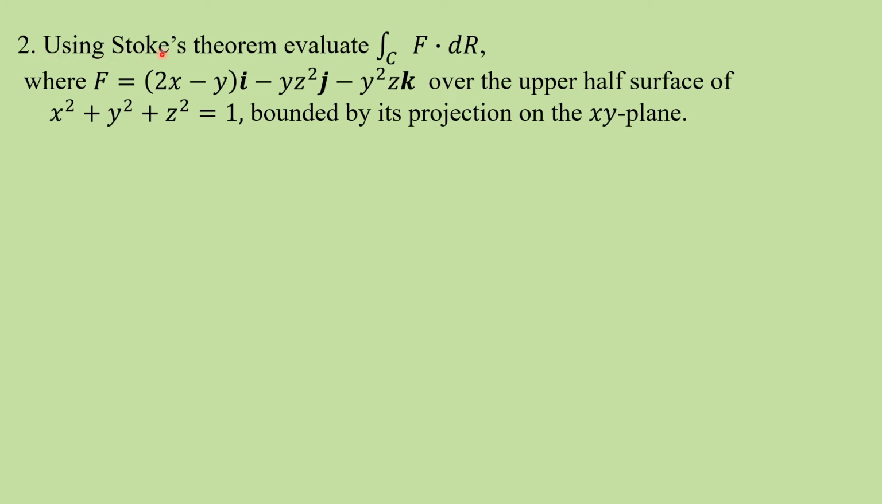Problem number 2. Using Stokes theorem, evaluate the line integral of f along C, where f is (2x minus y)i minus yz square j minus y square z k over the upper half surface of x square plus y square plus z square equal to 1, the sphere, bounded by its projection on the xy plane. Clearly, the projection of the sphere x square plus y square plus z square equal to 1 on the xy plane is, that is z equal to 0. On the xy plane z is 0. The equation reduces to x square plus y square equal to 1, a circle centered at origin with radius 1.